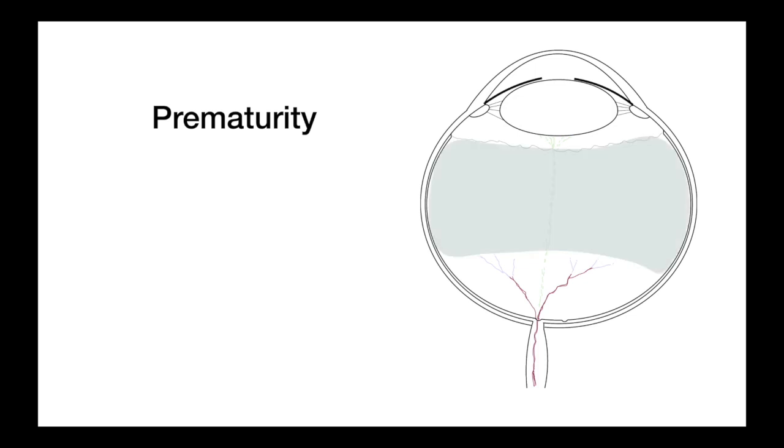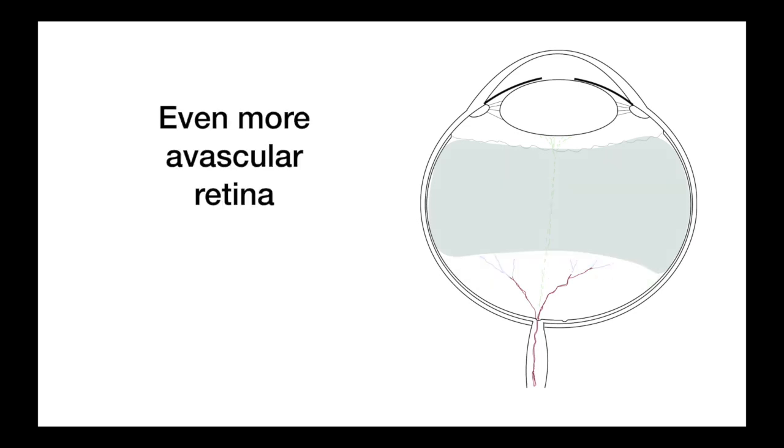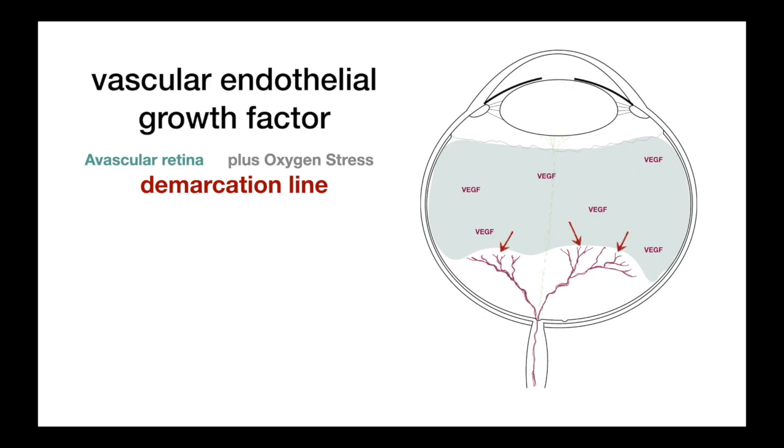Imagine with prematurity, there's an area of avascular retina. If there's unstable respiratory course initially, there is vasoobliteration of the little vessels and even more avascular retina. This leads to the production of avascular retina's vascular endothelial growth factor plus oxygen stress, which produces a demarcation line in the vanguard of the advancing retinal vessels, and even more VEGF is produced.